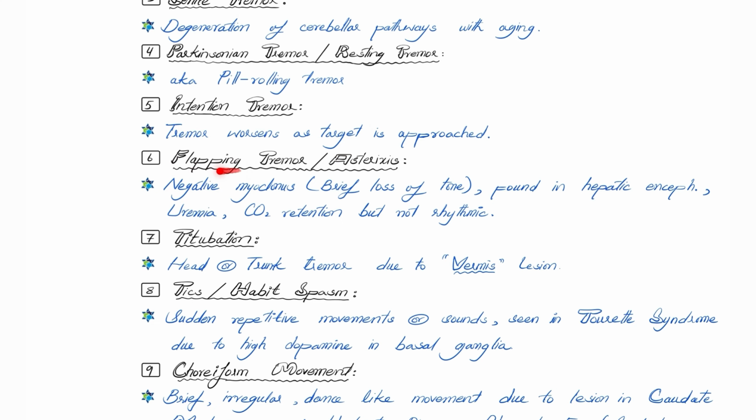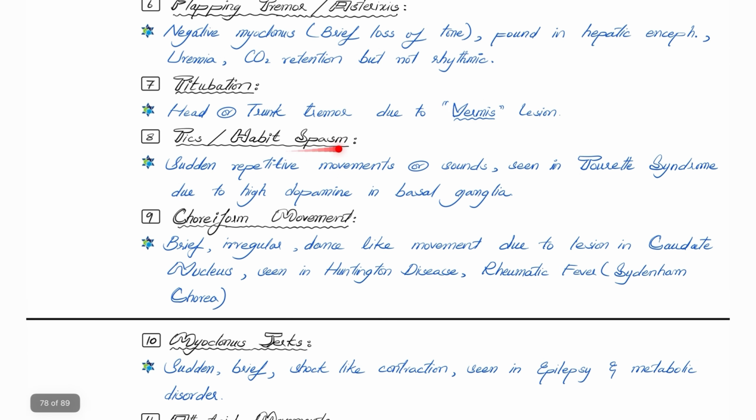Next is flapping tremor, which is also called asterixis. It is a negative myoclonus, meaning there is a brief loss of tone, and it's found in hepatic encephalopathy, uremia, and carbon dioxide retention, but this tremor is not rhythmic. Titubation, head and trunk tremor due to vermis lesion of the cerebellum. Tics, which are also called habit spasm, are sudden repetitive movements or sounds, and are seen in Tourette syndrome due to high dopamine in the basal ganglia. The next involuntary movement is choreiform movement.